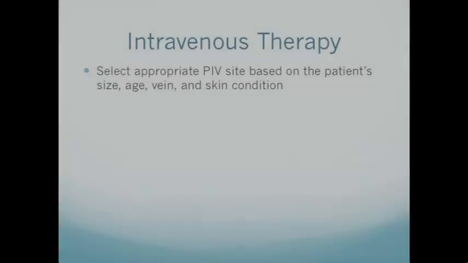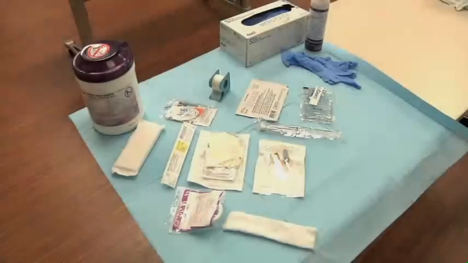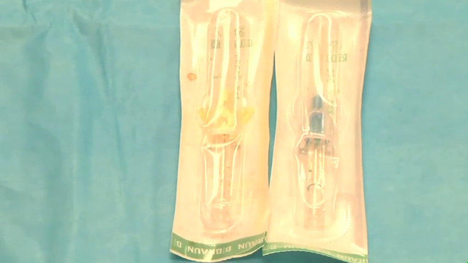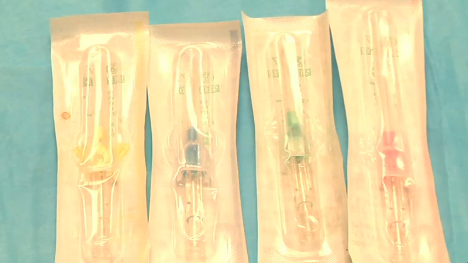Select the correct PIV site based on the patient's size, age, vein, and skin condition. Select appropriate size catheter. In this case, for smaller premature infants, you may use a 24 or a 26 gauge. For the larger or school-age child, you can use a 24 or 22 gauge. And for the adolescent or adult, you may use any size that's appropriate.